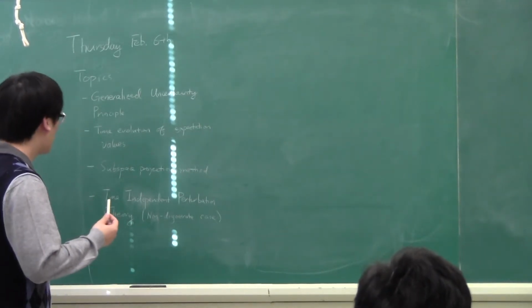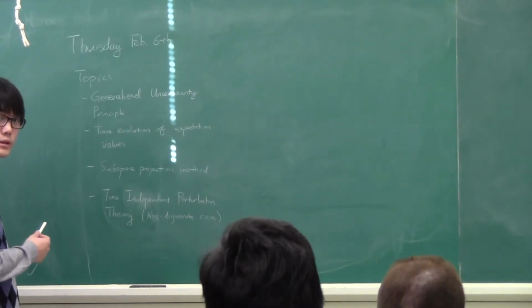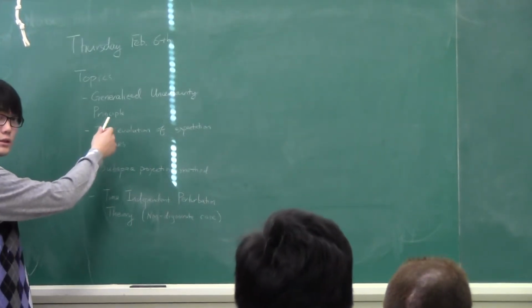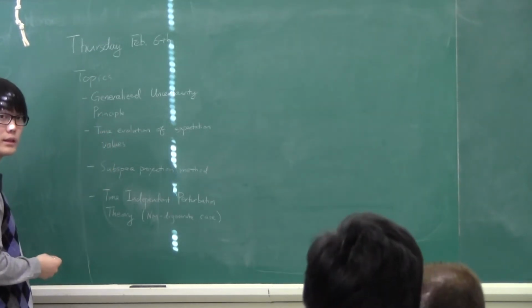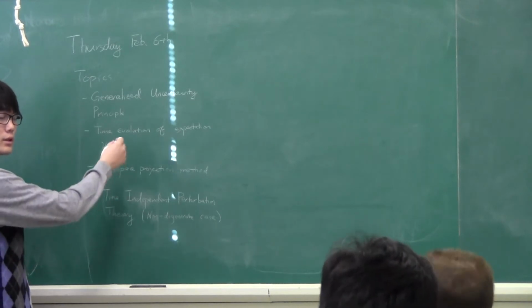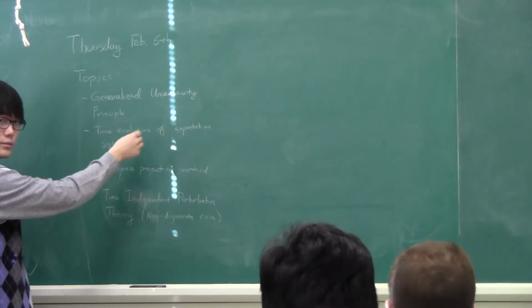Okay, so we'll go ahead and get started. So today's topics are these. We're going to talk about the generalized uncertainty principle, and then the time evolution of expectation values, and we'll try to recover the classical equations of motion in a sense from here.